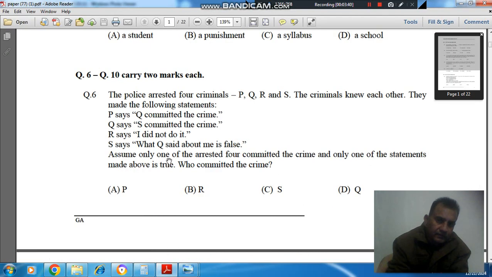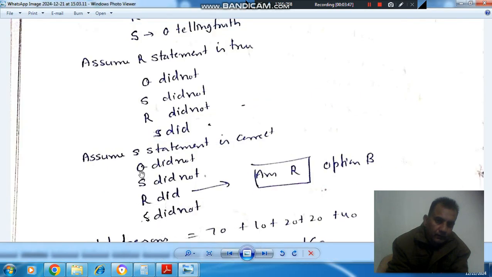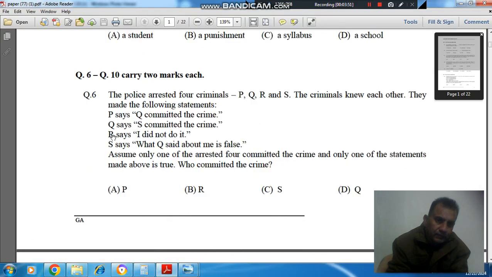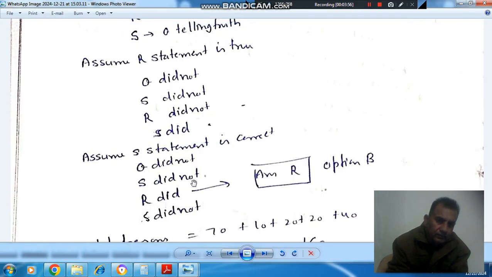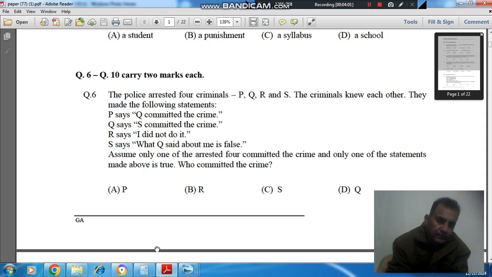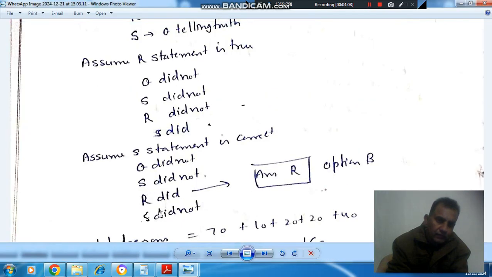If the statement of S is correct, then the statement of Q is false. And if statement Q is false, statement P is false, statement R is false. So it means Q did not commit it, S did not commit it, R did. And if S's statement is true, then he is saying that Q's statement is wrong, so that is also saying that S did not commit it. So it means R did commit the crime.